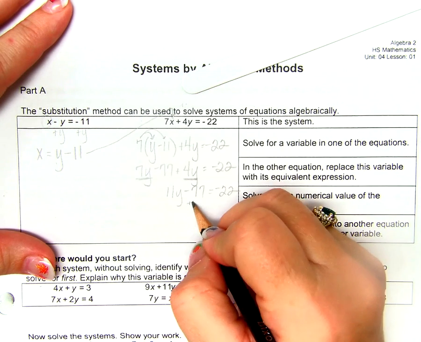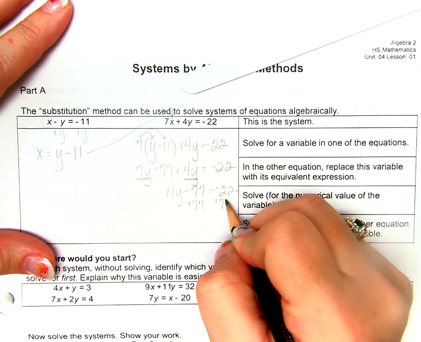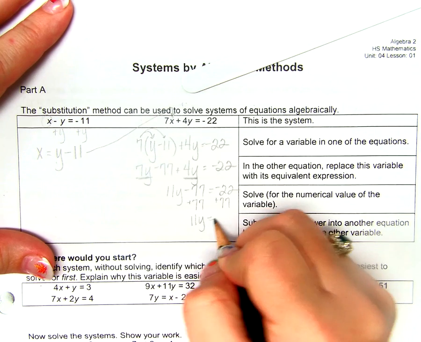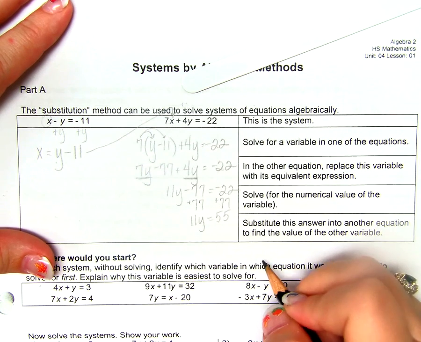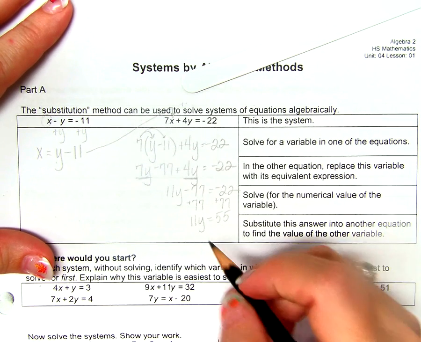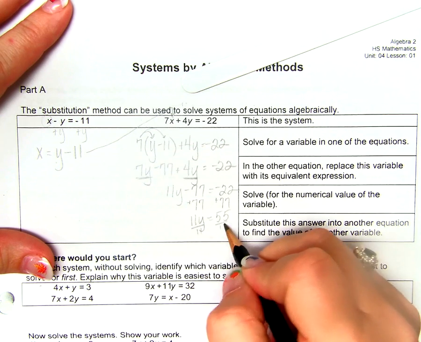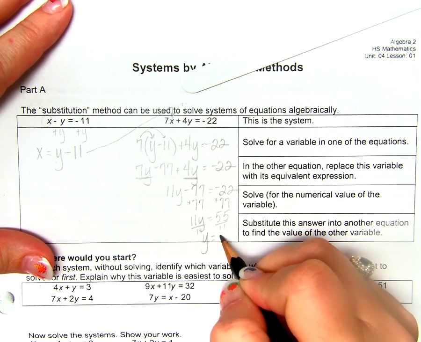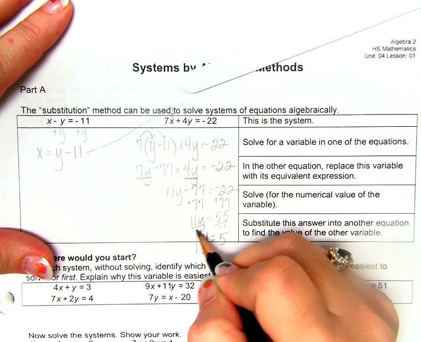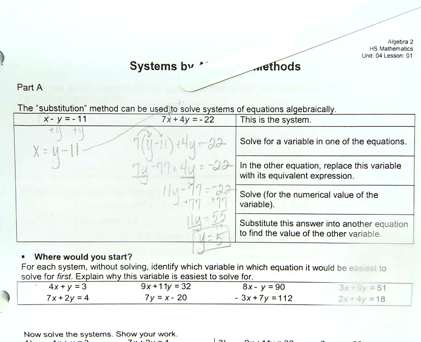Very, very good. Add 77 to both sides. 11y equals 55. Divide by 11. Y equals 5. So that's the answer. Why not? Why do I care?